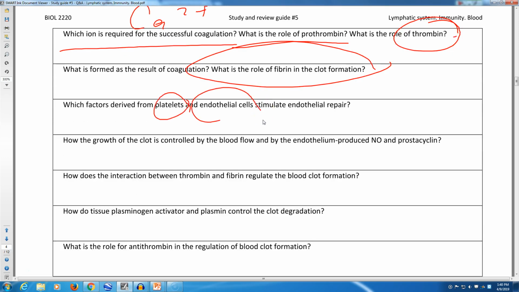Platelet-derived growth factor and vascular endothelium-derived growth factor stimulate endothelial repair. Okay, blood flow. Blood flow removes clotting factors. Period. Nitric oxide and prostacyclin prevent adhesion of platelets to the healthy endothelium, preventing clotting. Thrombin and fibrin. Know it. So unbound thrombin binds to fibrin, essentially putting a negative feedback on that whole coagulation loop.